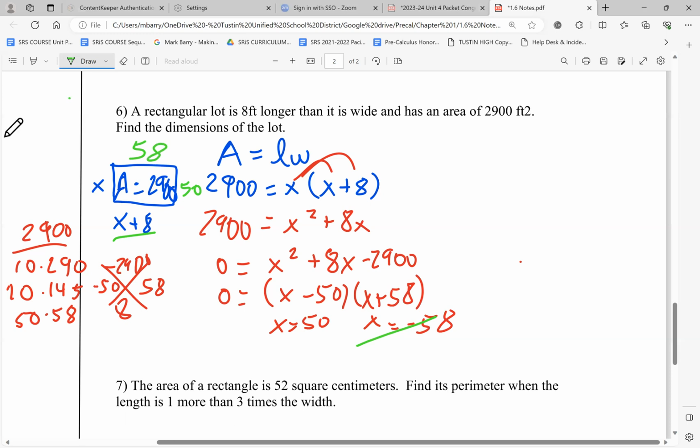All right. Awesome. Now, what's the actual question here? It's find the dimensions of the lot. The dimensions of the lot, you just say like length by width. So you can say 50 by 58. You can also say 58 by 50, the order of those does not matter. So I'm just going to say 50 by 58.